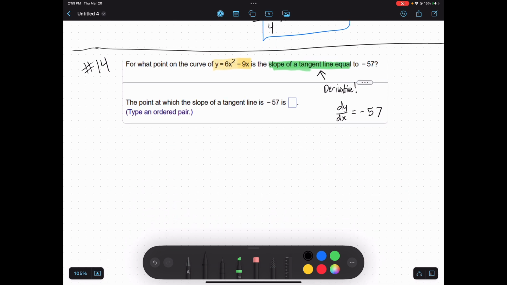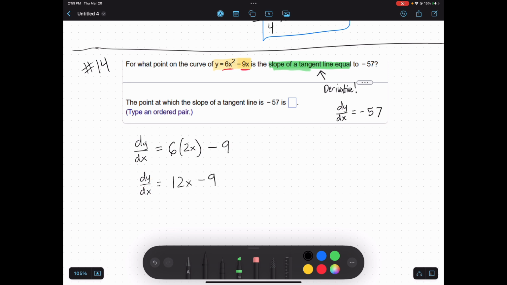Well, first I need to find the derivative. So what's the derivative of my function? Once again, since I have two things being subtracted, I can focus on each piece individually. So for that first piece, I'll keep the 6 and focus on x squared. What's the derivative of x squared? 2x. Now for the next piece, I have 9x. What's the derivative of 9x? Since it's a linear function, it's just whatever the slope is. In our case, 9. I'll go ahead and simplify this a little bit. So I get 12x minus 9.